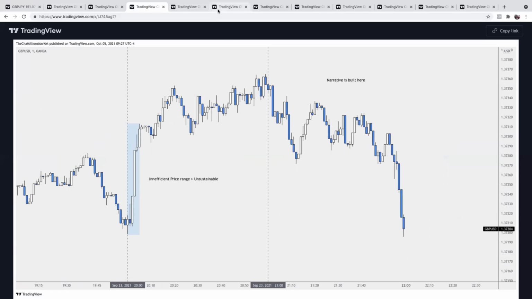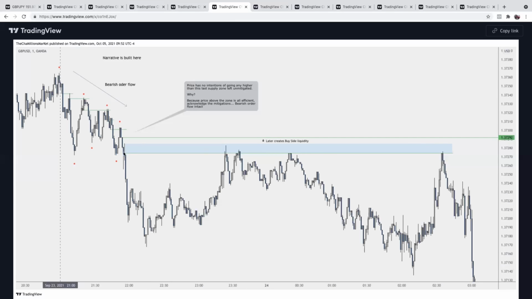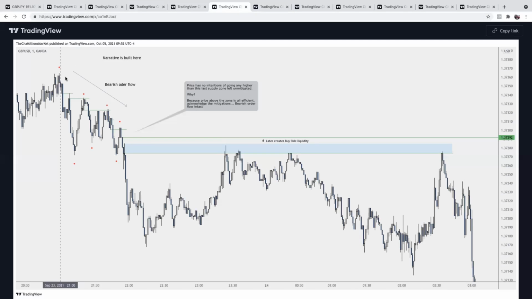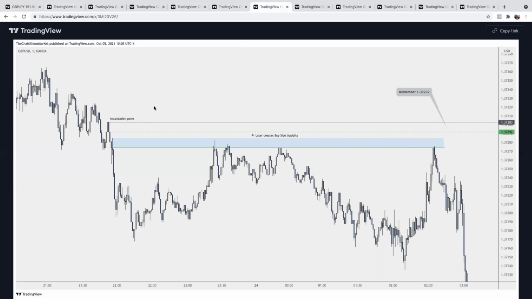Now let's dive into it and see what price is actually creating, right? So if I dived into this, then my invalidation point will be here, right? I don't need all of this no more. I don't care about it, because at this point I know the bearish order flow is intact here. Now this is the only zone I'm worried about. Later creates buy side liquidity. My invalidation point is here.